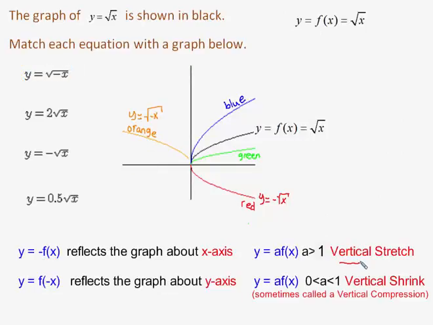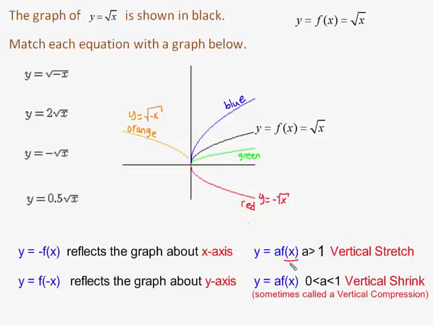Let's move on to the vertical stretch. A vertical stretch says that we're altering the output of the function f of x by multiplying by a number on the outside, and whether that number is bigger than 1 or it's between 0 and 1 determines whether it would be a stretch or a shrink, and sometimes we call them compressions rather than shrinks.